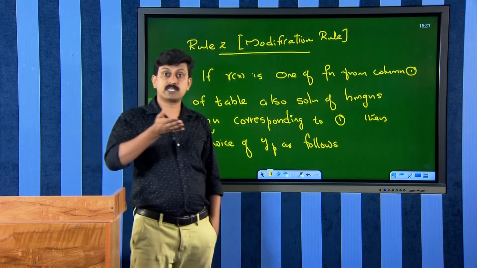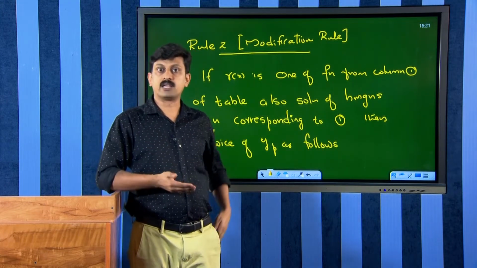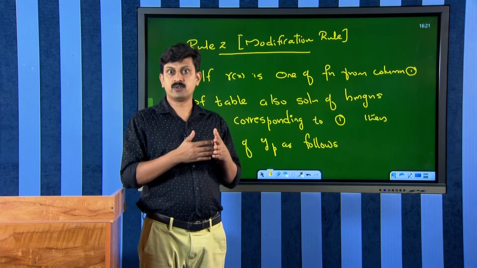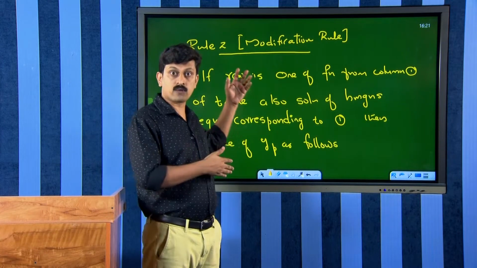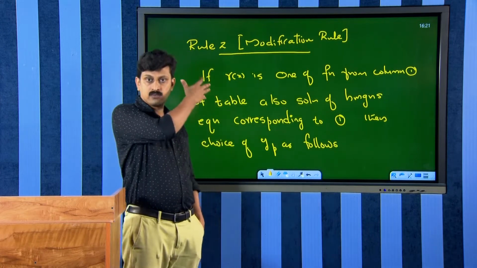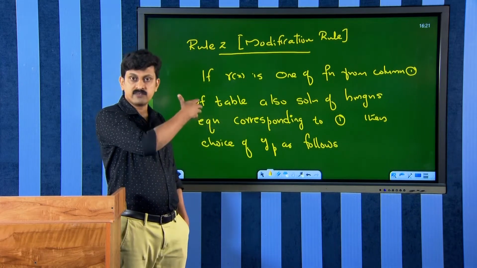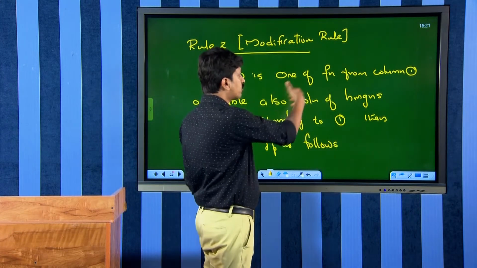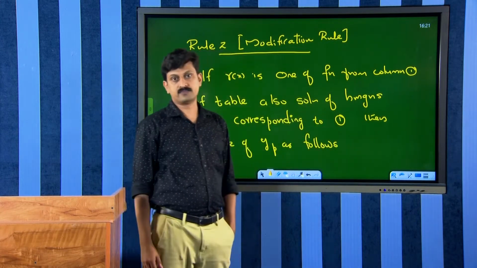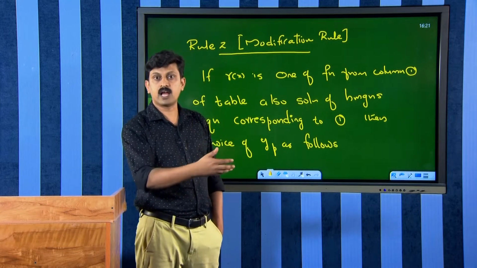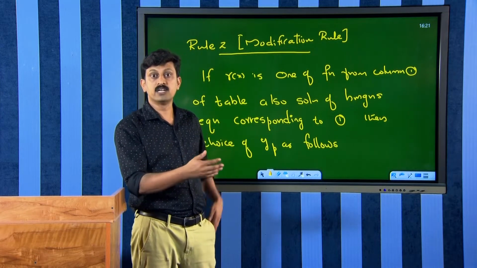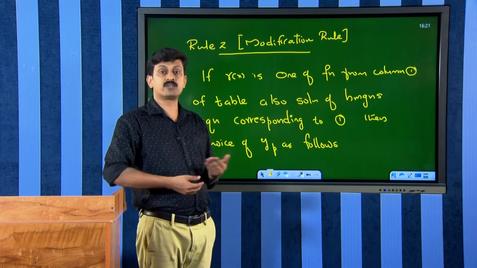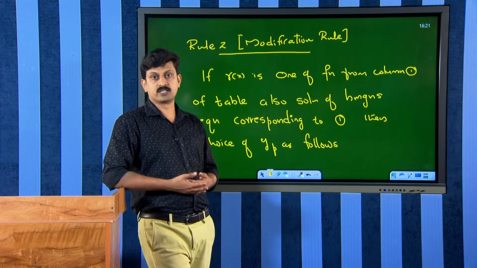We already discussed in rule 1b that if r of x is a sum of two functions from column 1 of the previous problem, then we write y p as the corresponding sum of the choices of y p, and then we find y p dash and y p double dash, apply them in the equation, and get the particular solution for that non-homogeneous equation.